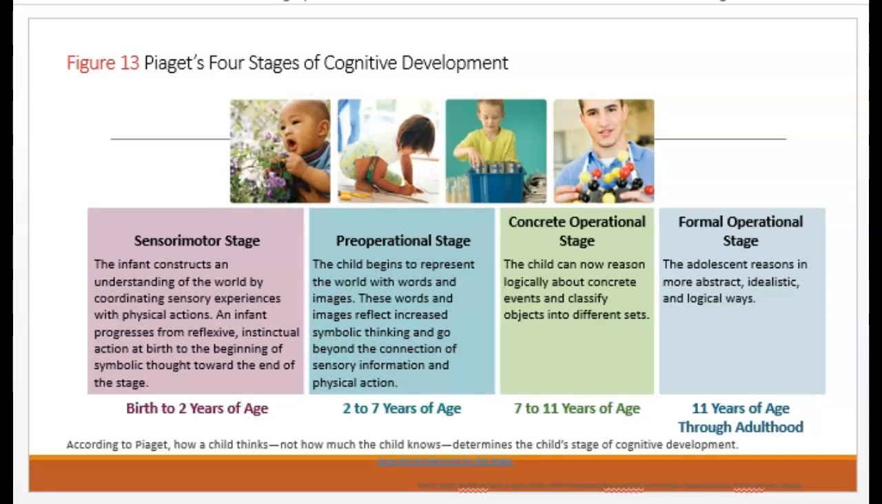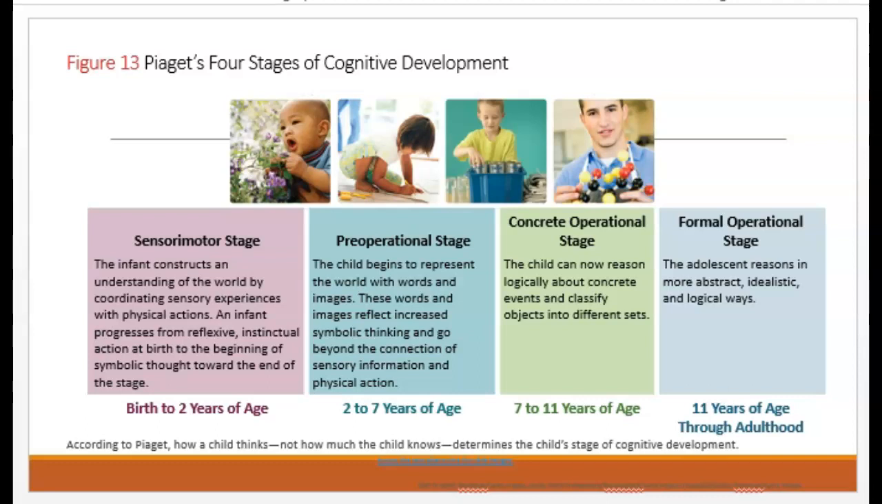In the concrete operational stage, the child can now reason logically about things as long as they have a concrete example to work with. This is necessary for a lot of concepts taught in school, which is why formal schooling tends to begin around this age.